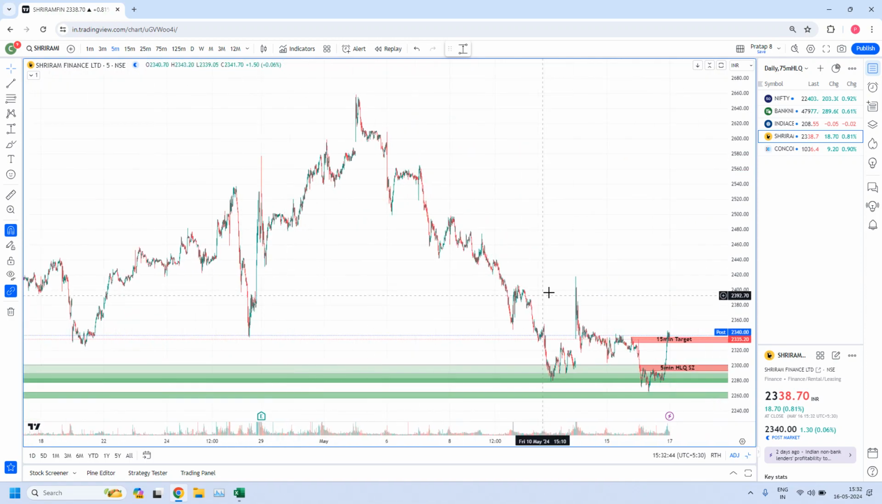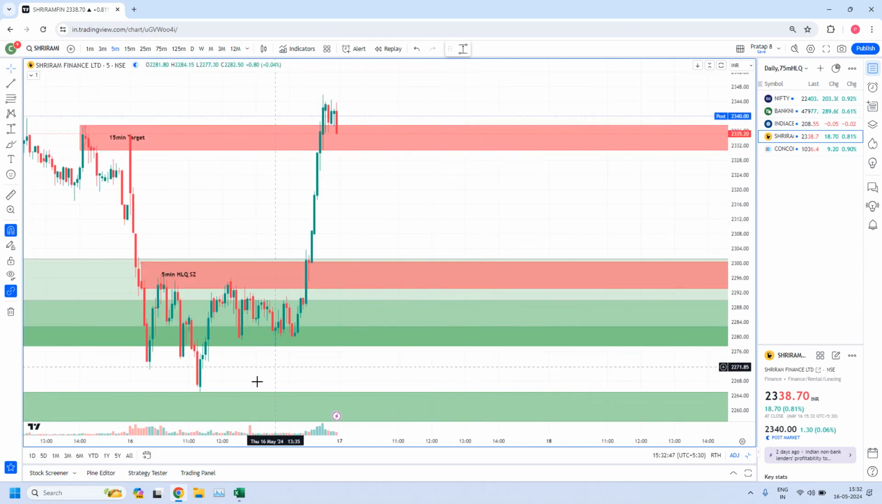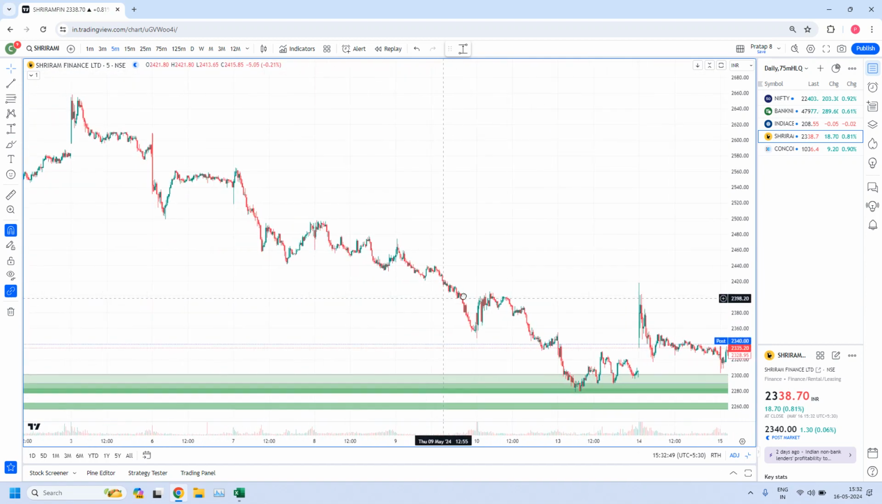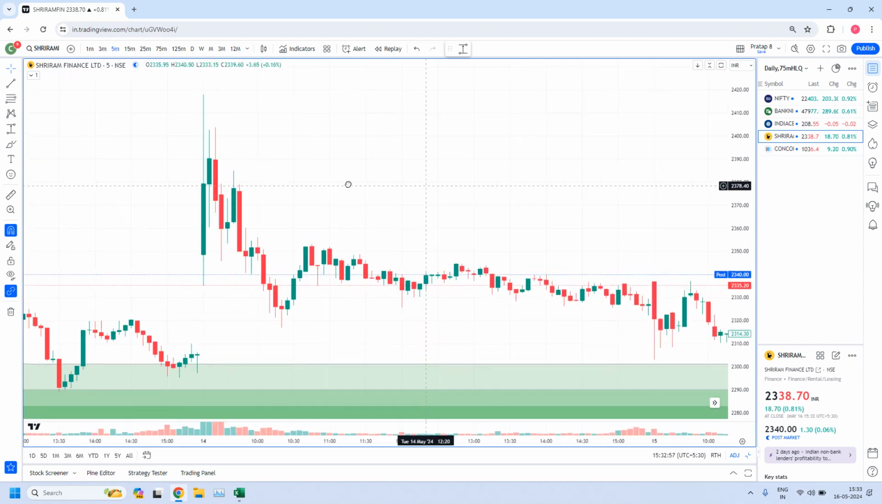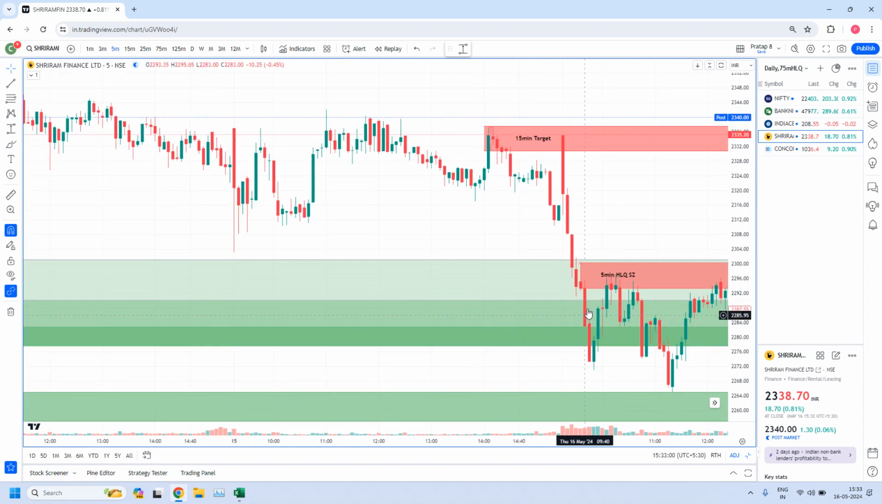Thereafter prices again entered here, again entered here. So this is the area. And today see what happened? This zone is violated because every high liquidity zone will have some expiry period. So today it is violated.